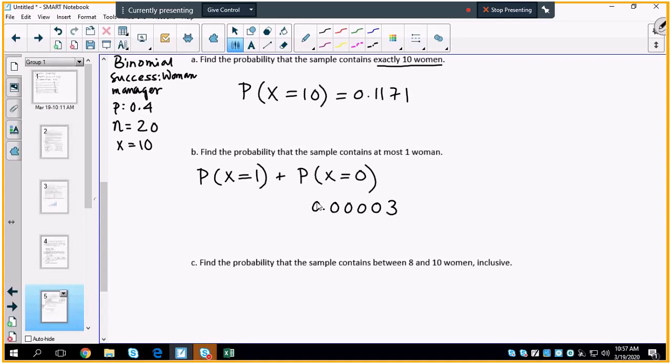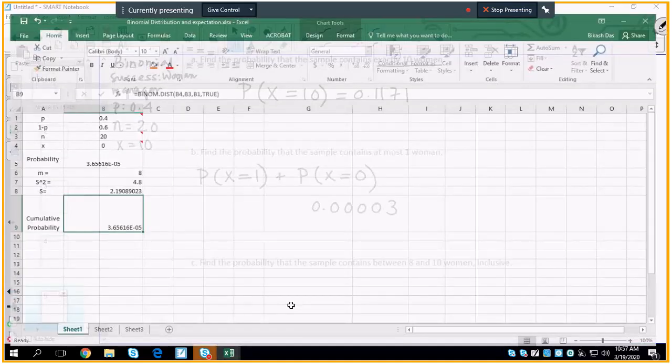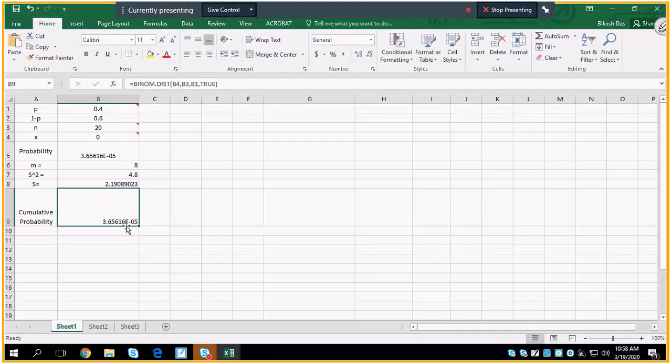Let me try to help you understand that one more time. Look at the value I obtained. It is 3.65616. What I need to do is move this decimal point to the left till I get 5 decimal places after the decimal. When you move the decimal to the left of 3, you have already counted 1. You need 4 more, so I get 4 zeros. So that's what we're going to use for the probability of x equal to 0.